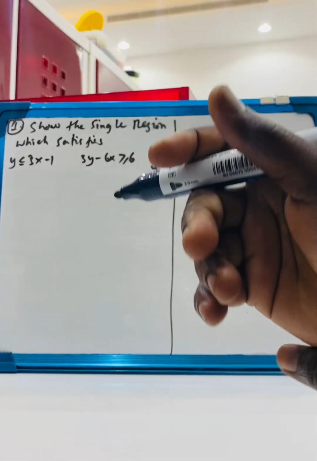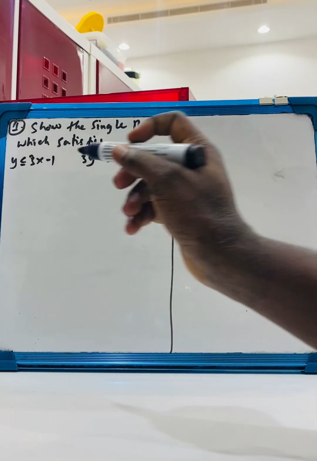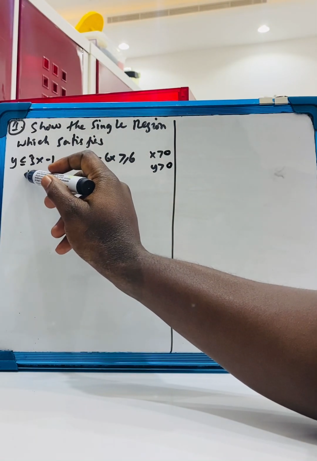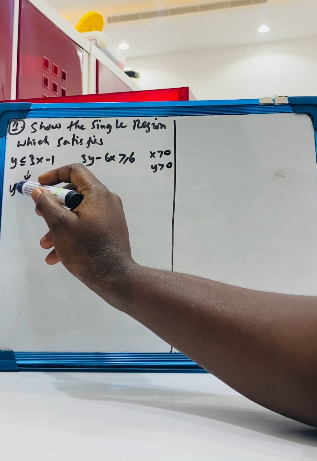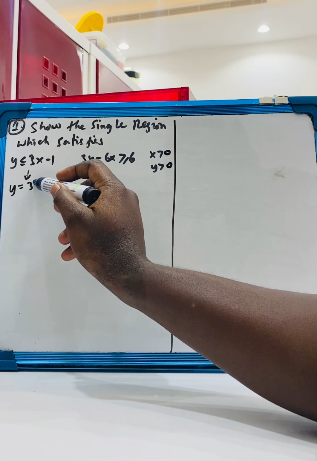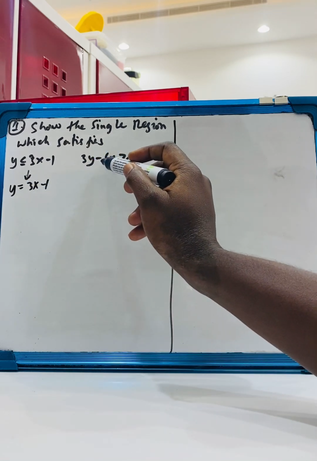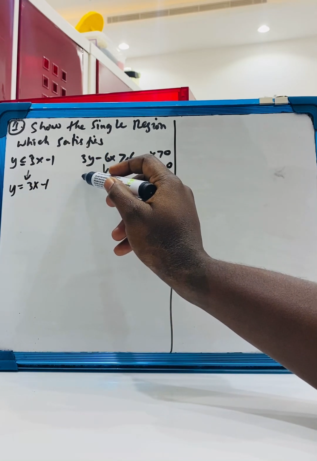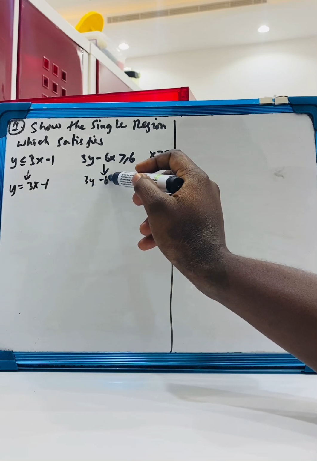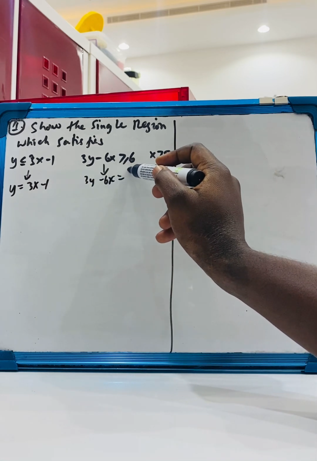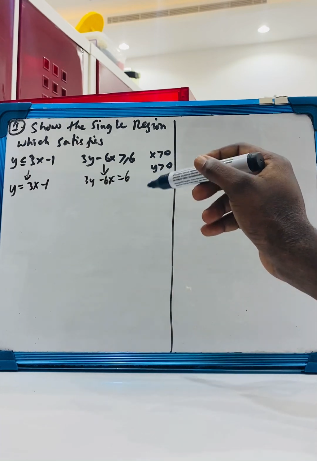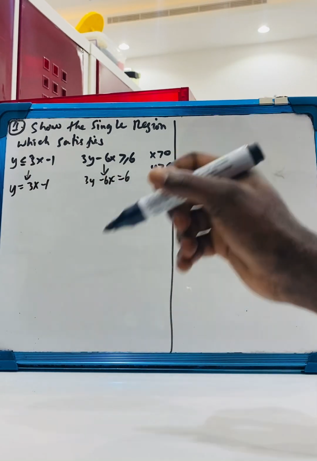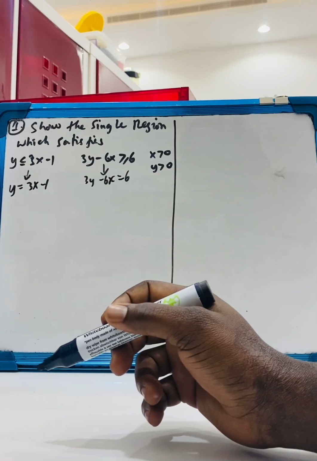So there are 3 ways to graph a line. What happens is we are going to graph them at their boundaries. The boundary equation here is y equals 3x minus 1. The boundary equation here is 3y minus 6x equals 6. Of course, the boundary equations for these two, x equals 0 and y equals 0, I will explain when I want to graph them.